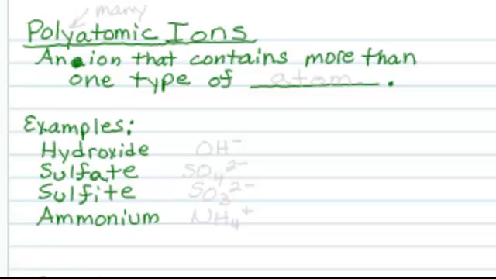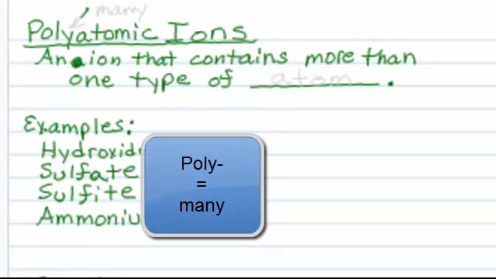In this podcast, you're going to learn how to name ionic compounds that contain polyatomic ions. So the first thing is, what is a polyatomic ion? Well, poly means many, and atomic means atom. So polyatomic is just an ion that has more than one type of atom.